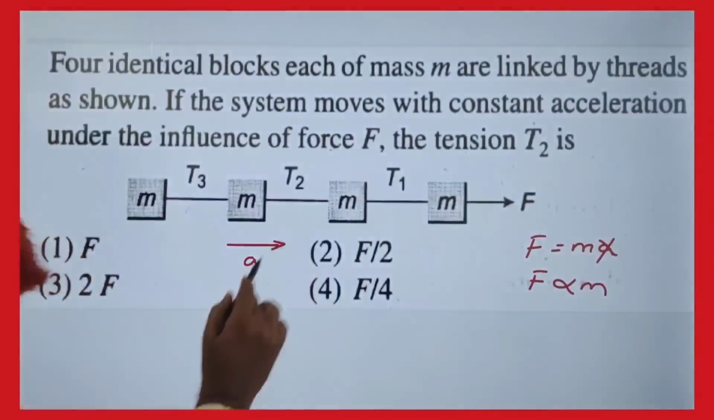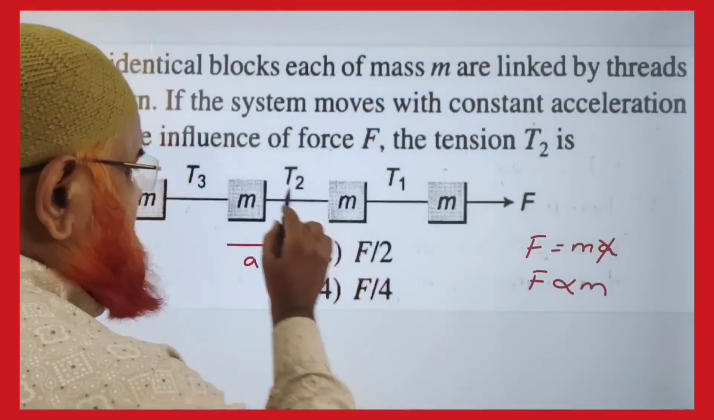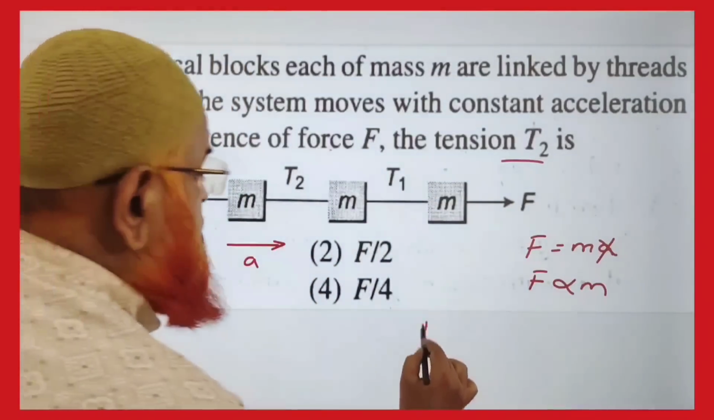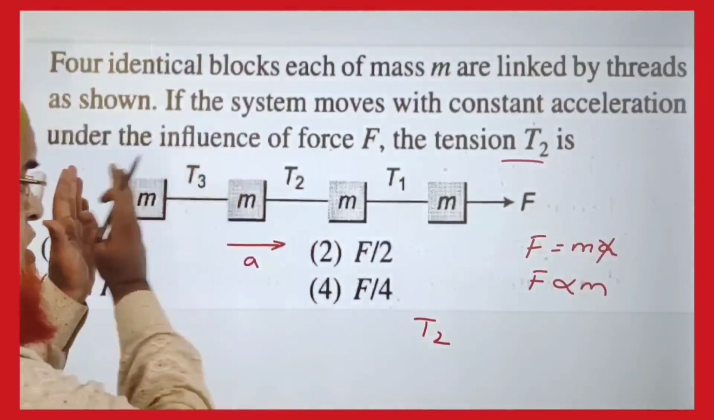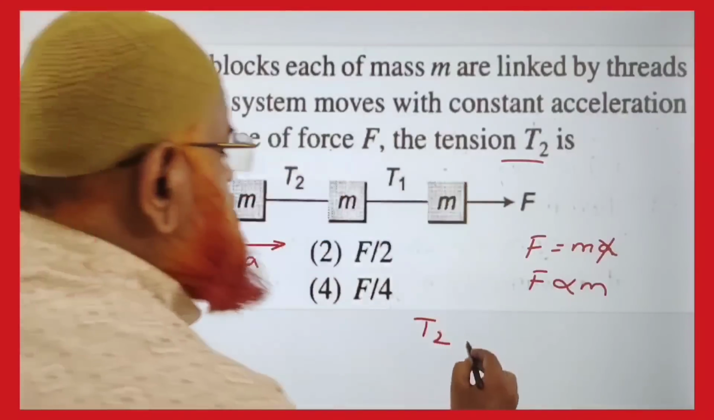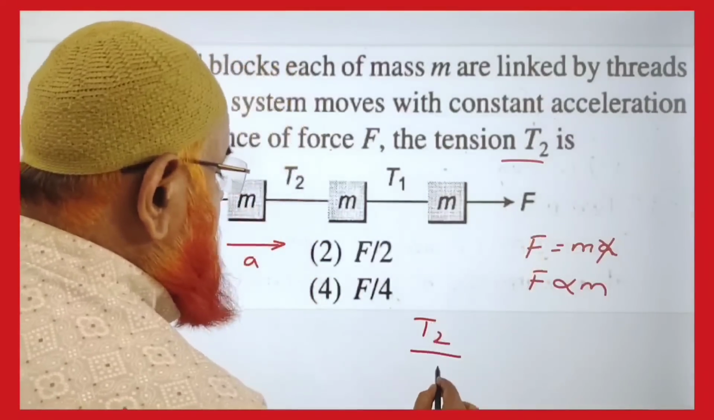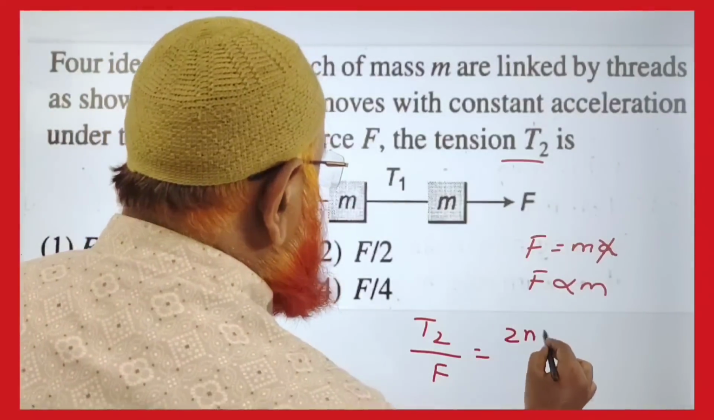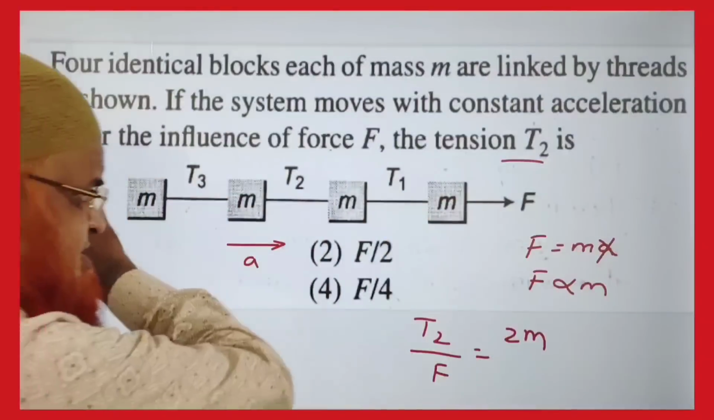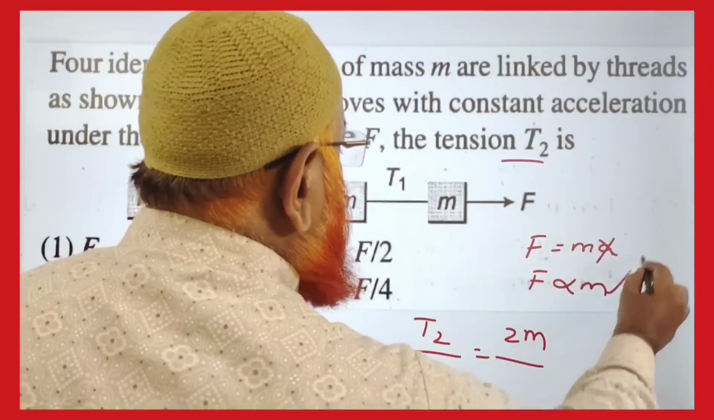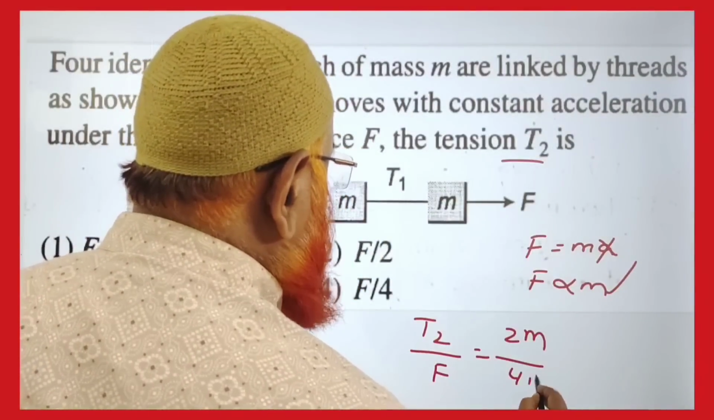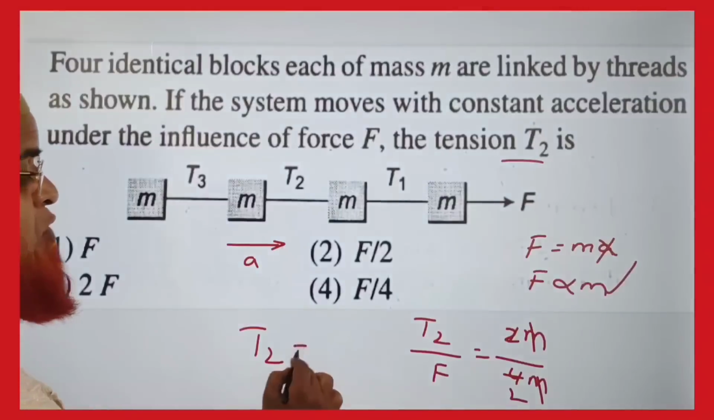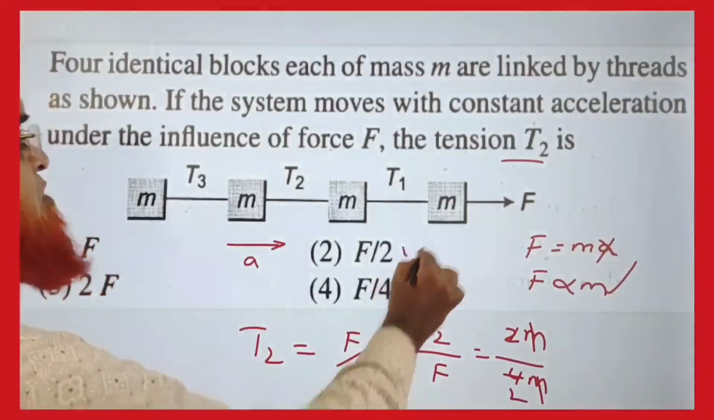But you should remember one thing. He is asking us to find out tension T2. So T2 is pulling only two masses, whereas the force is pulling all the four masses. Therefore, for T2 you write 2m, and for F you write 4m, because F is directly proportional to mass. So the m gets cancelled. Two ones, two twos. Therefore, T2 is nothing but F by 2, which is going to be your answer.